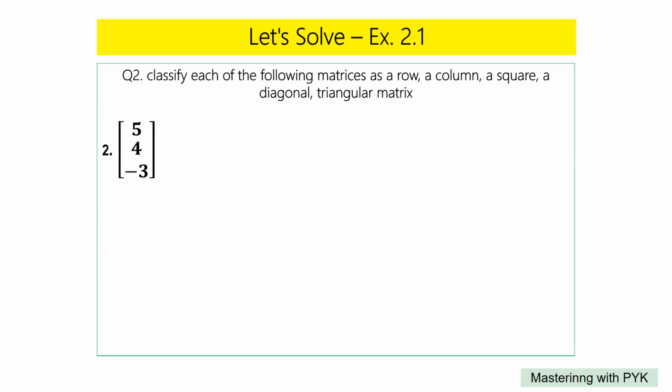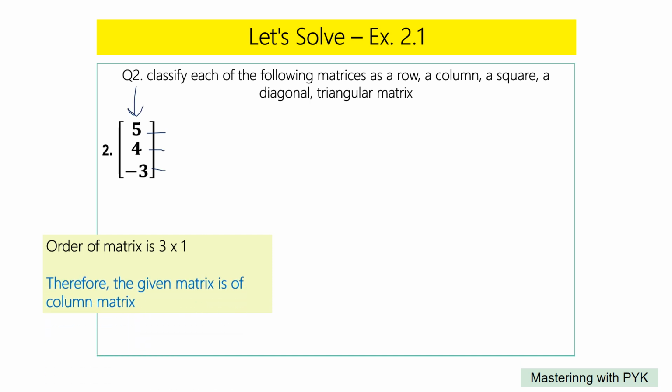Question number 2 of exercise 2.1. We have been given a matrix. So first we'll identify the row and the column, so the order of the matrix. The order of the matrix says we have 3 rows and 1 column, right? So we have 1, 2 and 3 rows and the column is 1. Therefore, the given matrix is of a column type.